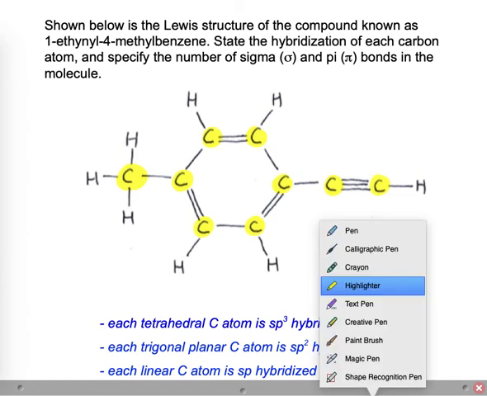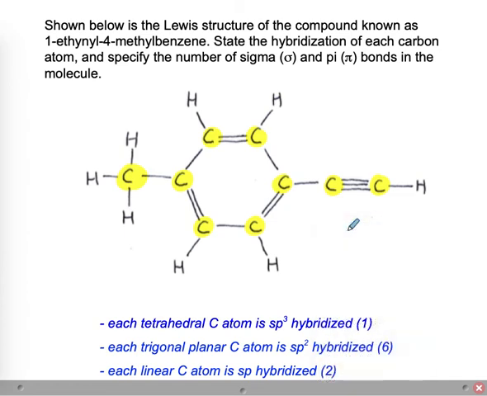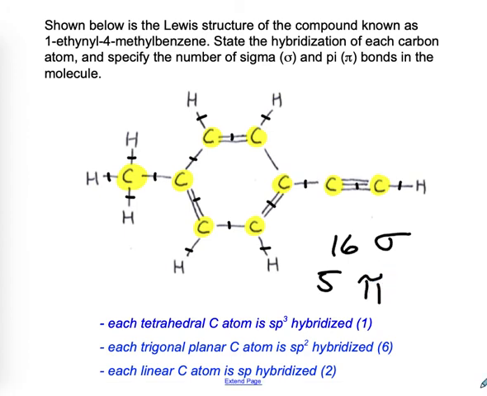Now, in order to count the sigma and pi bonds, every single bond is a sigma bond. I see 1, 2, 3, 4, 5, 6, 7, 8, 9, 10, 11, 12, 13, 14, 15, 16. I think I counted that correct. Every double bond contains one pi bond. Every triple bond contains two pi bonds. So I see 3 double bonds and one triple bond. 1, 2, 3, 4, 5. That makes 5 pi bonds. And that is our unit on chemical bonding.